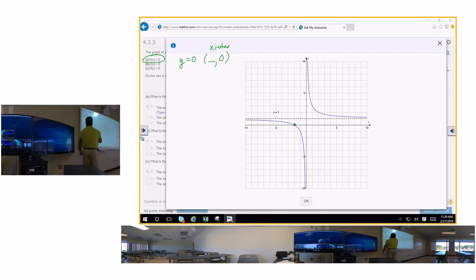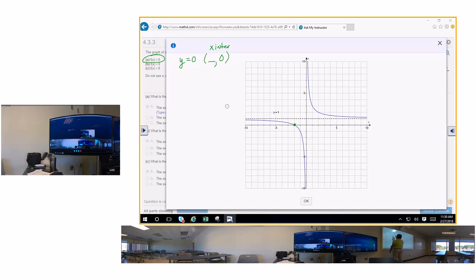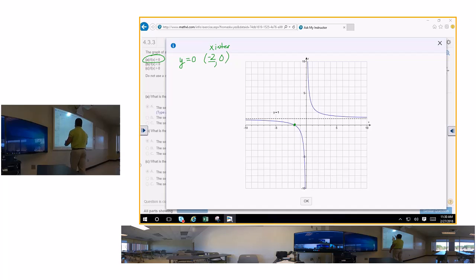Okay? So y is equal to 0 is the x-intercept. Where is the x-intercept in this function? The x-intercept is at negative 2 and 0. And that one was correct, because it had the little red corner.